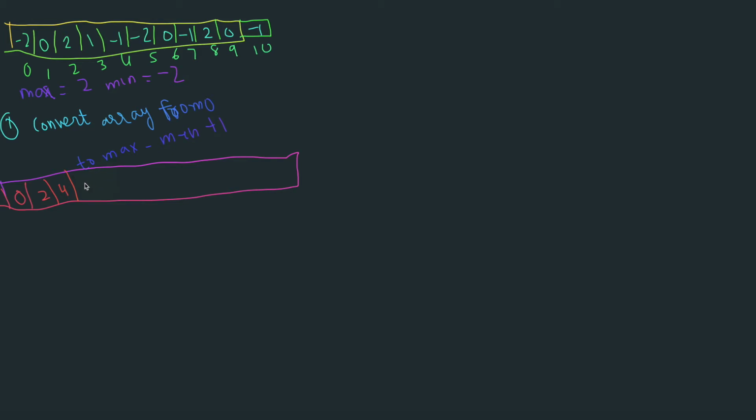1 minus -2 becomes 3. -1 minus -2 becomes 1. -2 minus -2 becomes 0. 0 minus -2 becomes 2. -1 minus -2 becomes 1, and so on. 4 and 2 and 1, right? So this is the first step. Basically we converted the array to the range 0 to max minus min.